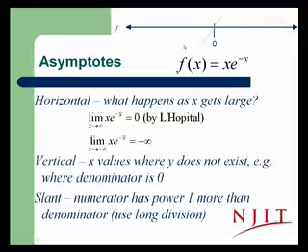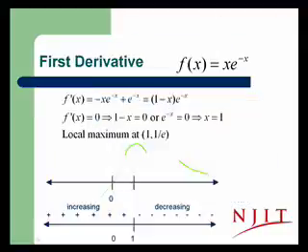So the function would be getting very, very negative as you go to the left. Vertical asymptotes, well, there you deal with x values where y does not exist, for example, where a denominator is 0. And to deal with slant asymptotes, you'd consider when the numerator has power exactly 1 higher than the denominator, and you'd use long division to figure out what is the line that the function gets close to as x goes to infinity or to minus infinity.